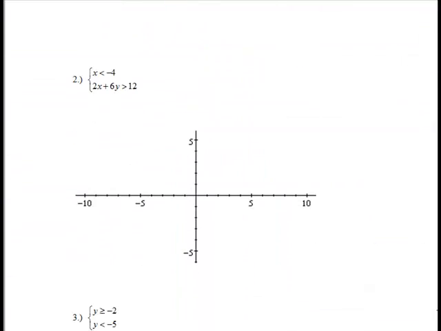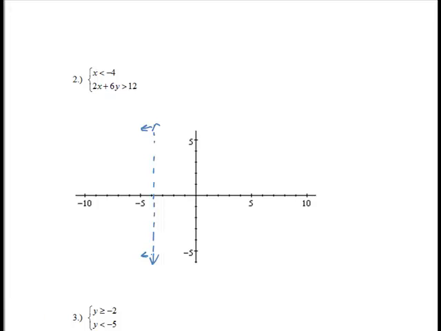Example 2, system of two linear inequalities. The first one is simply going to be a vertical line through -4, since it only has one variable, but since that inequality sign is less than, it's going to be a dotted line, and all the values less than -4, of course, would lie to the left, so show that with a couple of arrows pointing to the left.